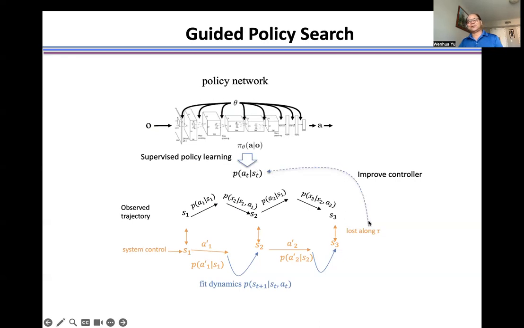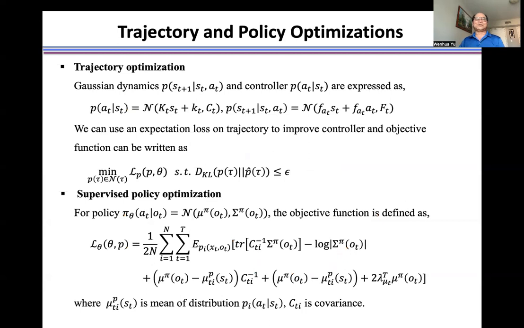This controller, of course, is improved step by step by two trajectories. One is the observed trajectory. The other is that we operate the controller on the physical system to generate the trajectory. Along the trajectory tau, the loss is used to improve the controller. That's the basic idea. To solve the problem, we split the problem into two parts. First, of course, is the trajectory optimization.